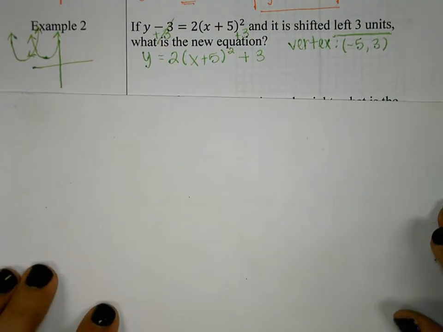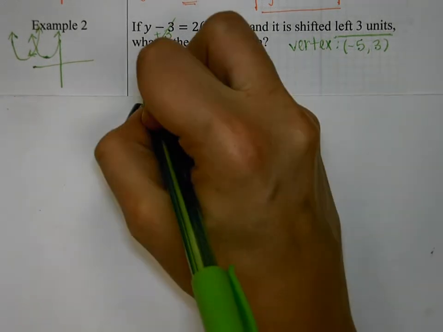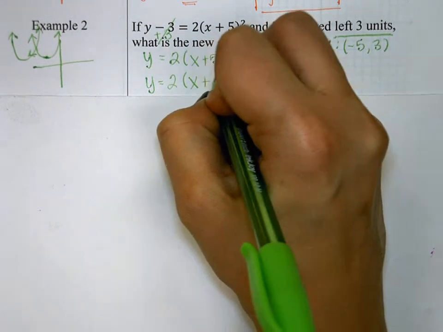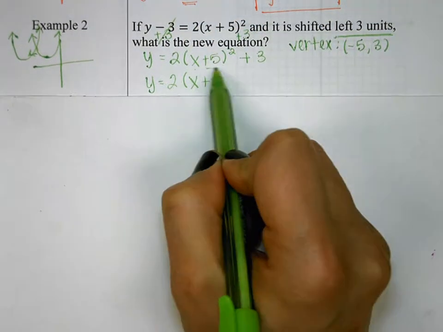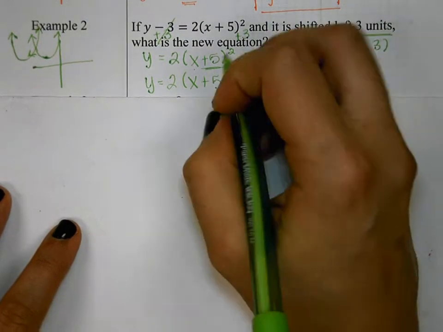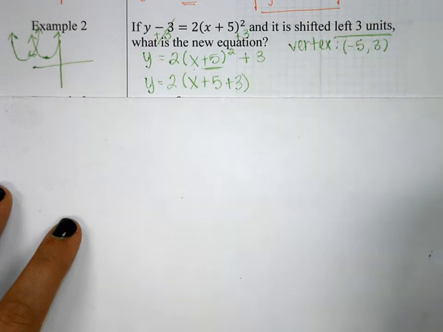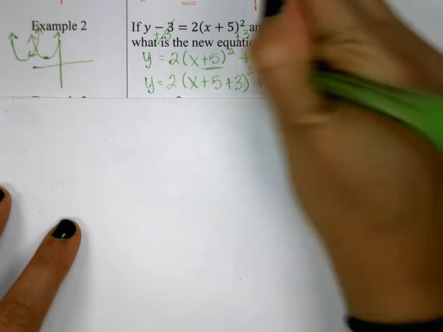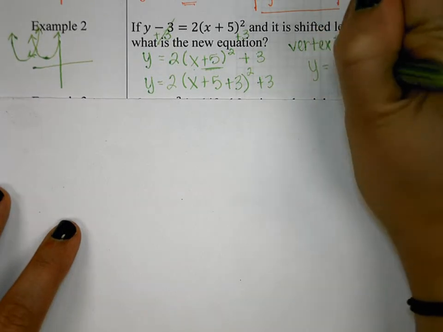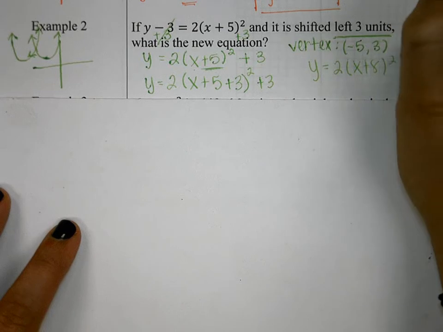So that means I need to add to the x because of that negative. So this is going to become y equals 2 times (x plus 5. And since what's inside the parentheses is the x-coordinate of the vertex, that's where we're going to add 3. So let's add 3. And then we get to keep squared, and then we get to keep that plus 3. It just comes straight down. So my new equation is y equals 2 times (x plus 8) squared plus 3.